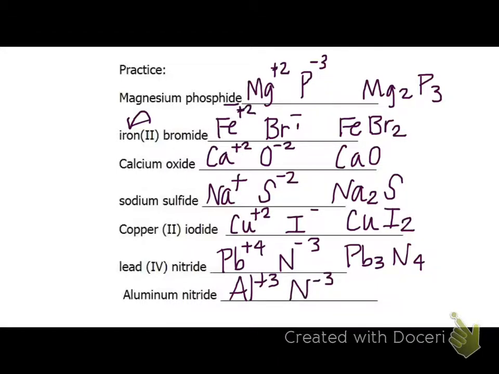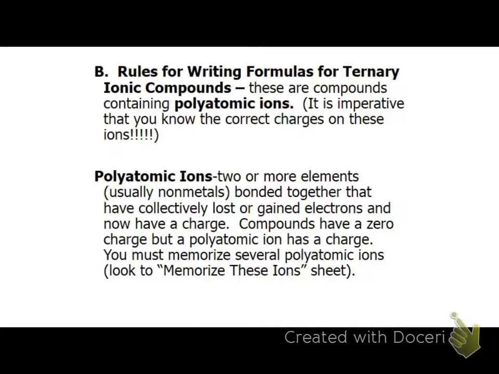And since they're already a +3 and a -3, that formula would just be AlN. Okay? So that's how you do it if it's just a metal and a non-metal. On the next examples, we're going to do ionic compounds that are using the polyatomic ions.